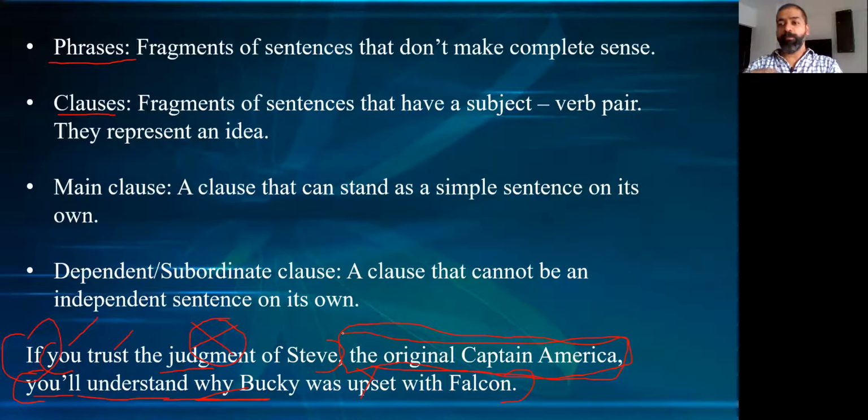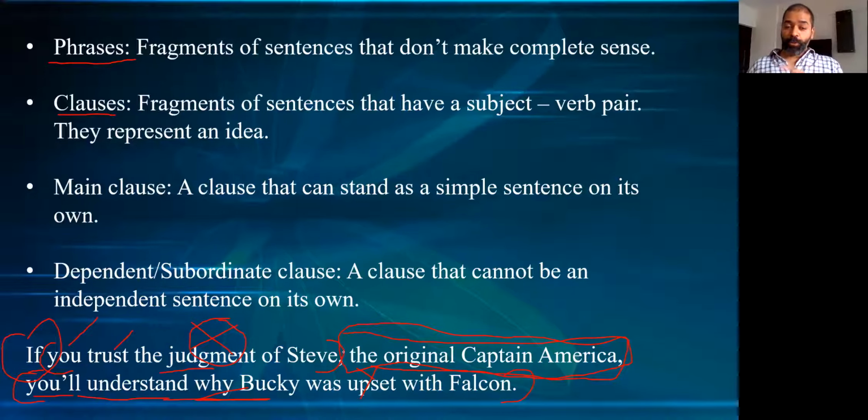from "if" to "Falcon" in one breath. You'll have to reread the sentence multiple times. To avoid reading multiple times, what you need to do is make your brain read clusters. "If you trust the judgment of Steve," one part, process it. The original Steve was the original Captain America. Second part, you will understand. Third part, why Bucky was upset with Falcon.